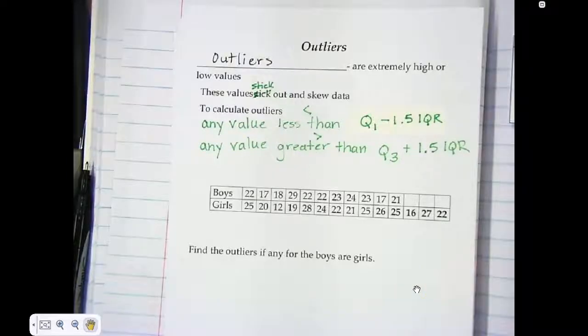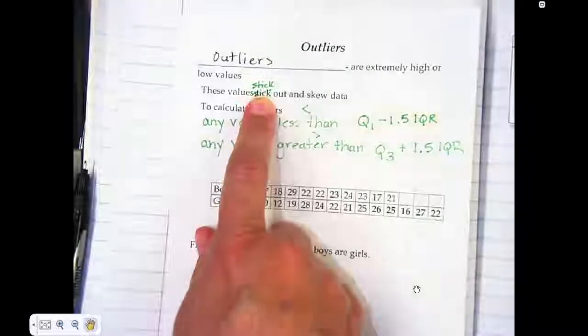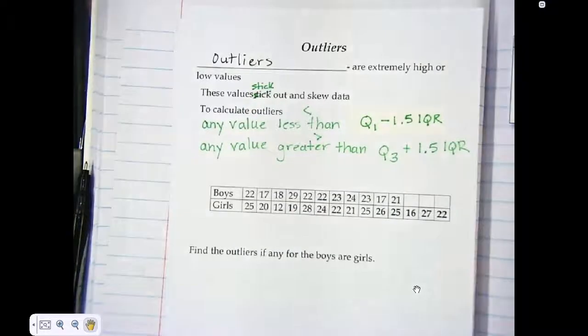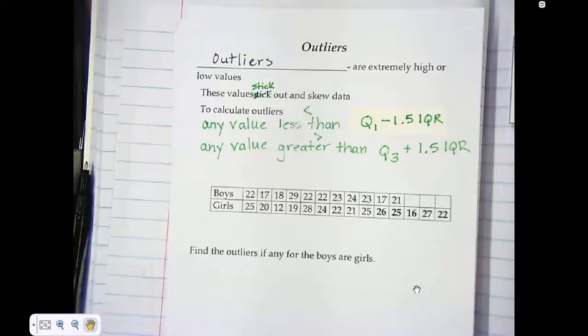Okay, today we're going to talk about outliers. What are outliers? Extremely high or low values. So before we do anything else, switch this to "stick." It's not "tick out," it's "stick out." Okay, I think most of you have heard of outliers before. Something that's extremely high, something that's extremely low.